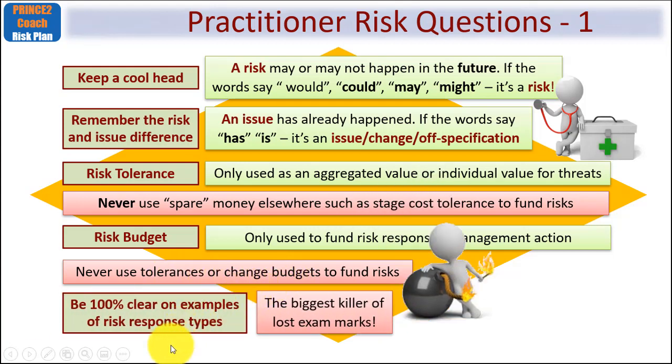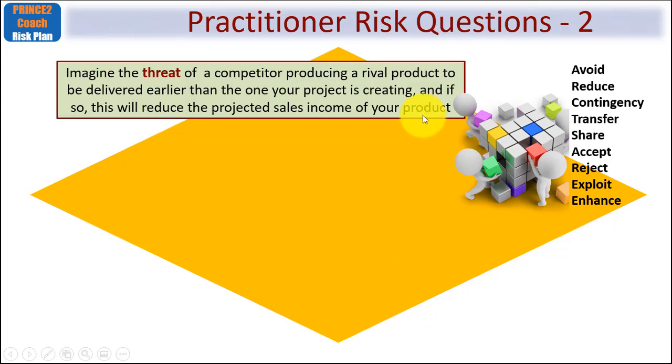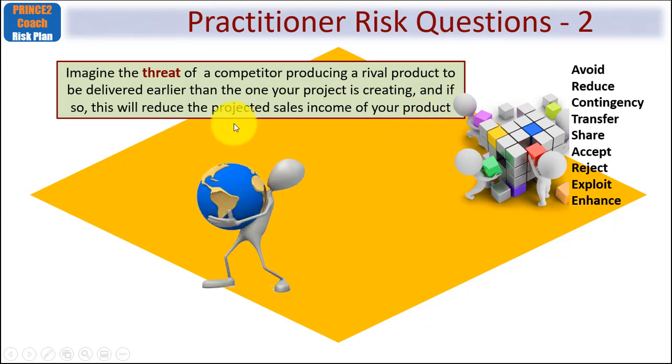And here's the biggie. Be 100% clear on examples of risk response types. Believe me, this is the biggest killer of lost exam marks. I know from my coaching students, when I set them sample exams, even though they're very smart individuals, they'll often get these wrong simply by misreading the type of response that's being suggested within the question. So, on that basis, here's a simple invented question. Imagine the threat of a competitor producing a rival product to be delivered earlier than the one your project is currently creating. And if this happens, this would reduce the projected sales income of your product, because now in effect, those who want to purchase your product will have a choice.